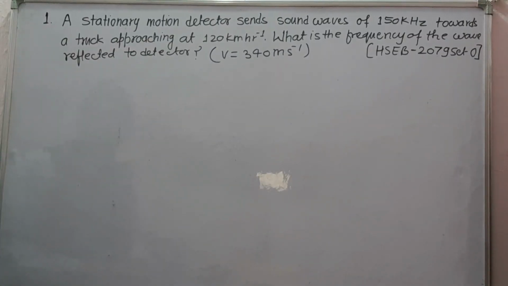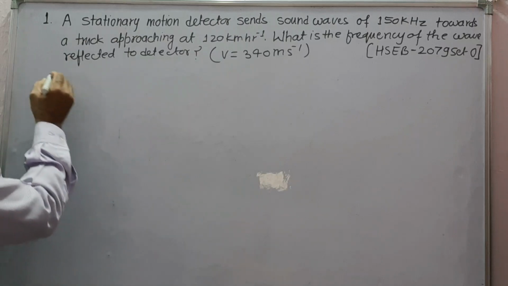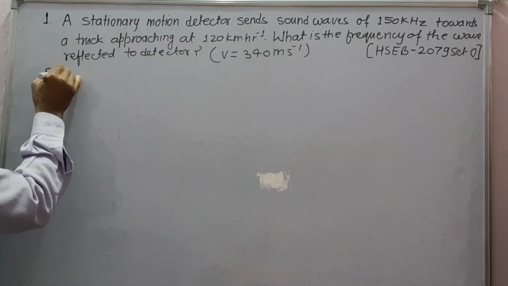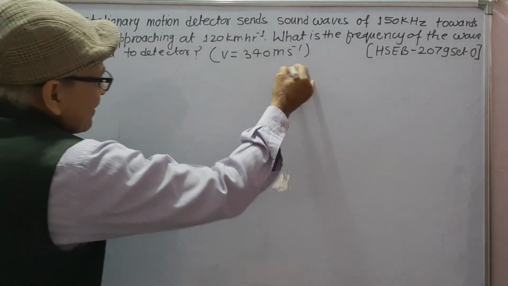Question number 1. A stationary motion detector sends sound waves of 150 kHz towards a truck approaching at 120 km per hour. What is the frequency of the wave reflected to the detector? Velocity of sound is 340 meter per second. Solution here.